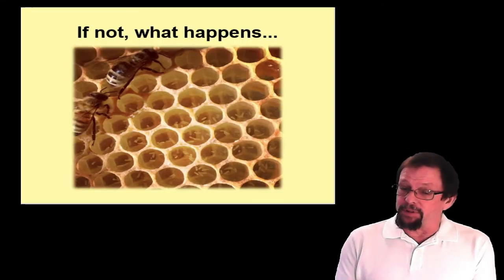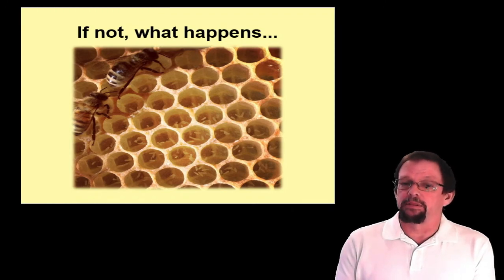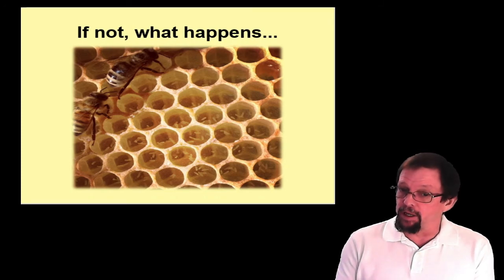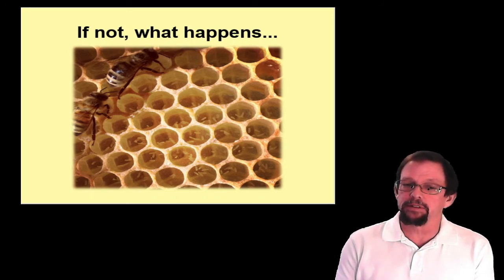So if not, what happens? Say that you fail to requeen the colony. Well, you're going to go into what's called a laying worker colony, where the workers actually start to lay eggs which are unfertilized. At that point, you can look at the cells and you can see multiple eggs at the bottom of the cell.